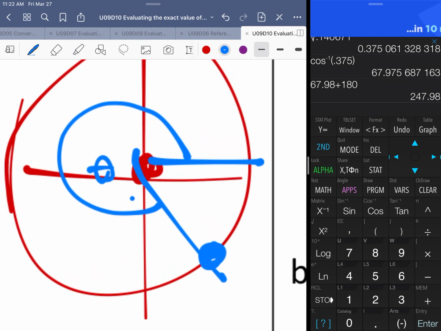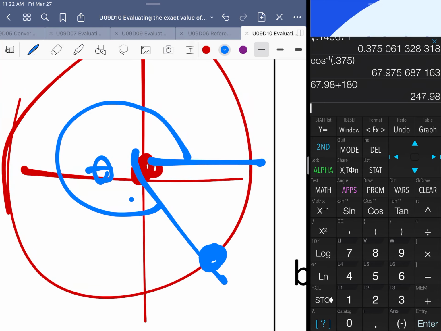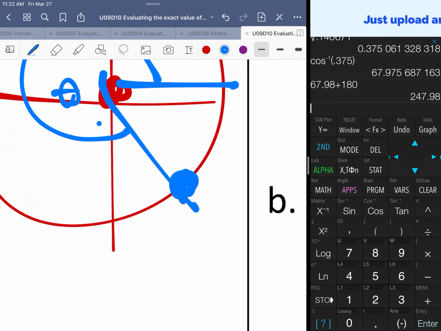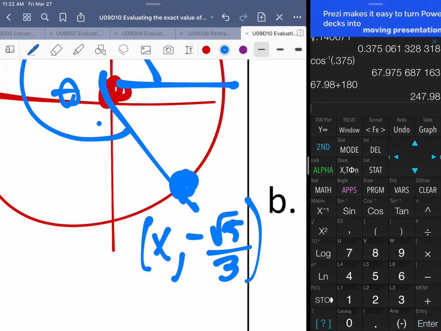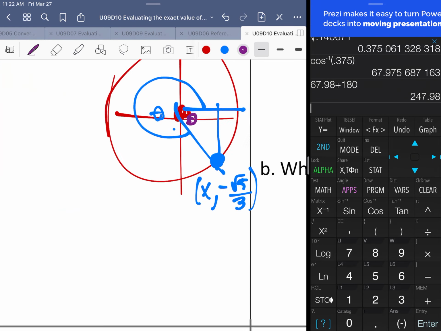Alrighty. And we know that this coordinate is x, negative radical 5 over 3. All right, so in order to answer this question, we're going to make our triangle here. What we're going to be finding is the measure of this angle here, which will help us find the rest of the angle.